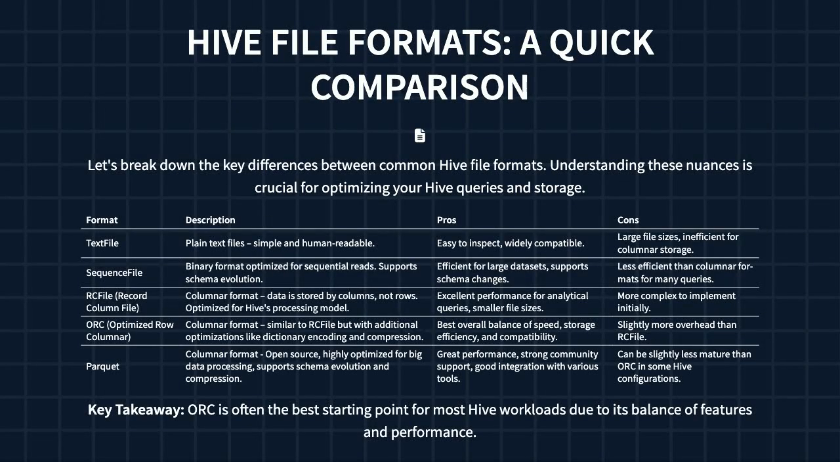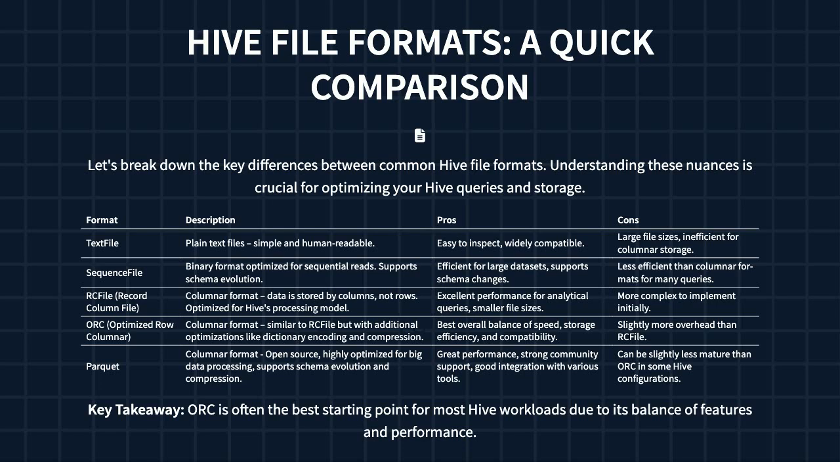Okay, let's talk about how Hive stores data. We have a few different file formats, each with its own strengths and weaknesses. Text files are the simplest, easy to read, but not very efficient for large datasets or complex queries. Sequence files are good for really big things, and they can change how the data is described as time goes on. RC files, record columnar files, are columnar, meaning the data is arranged by columns instead of rows. This makes them super fast when you're running analytics, pulling out specific pieces of information.